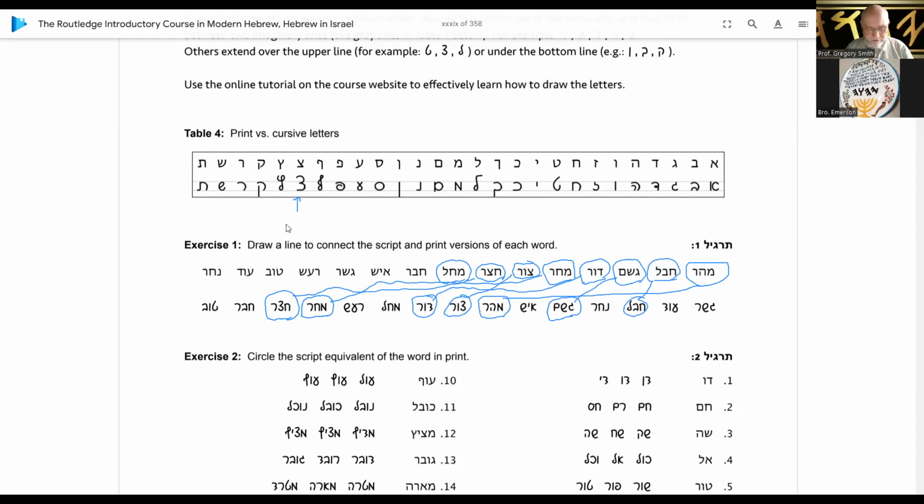Working on some cursive Hebrew, since I'm finding that we're using it in this Routledge program more and more.